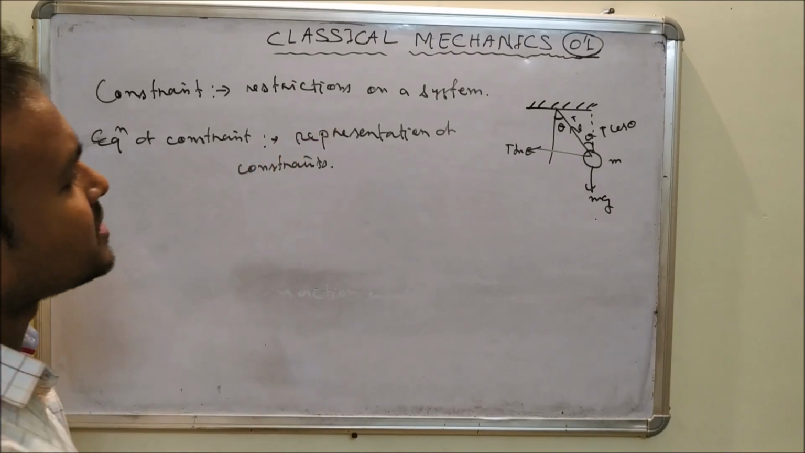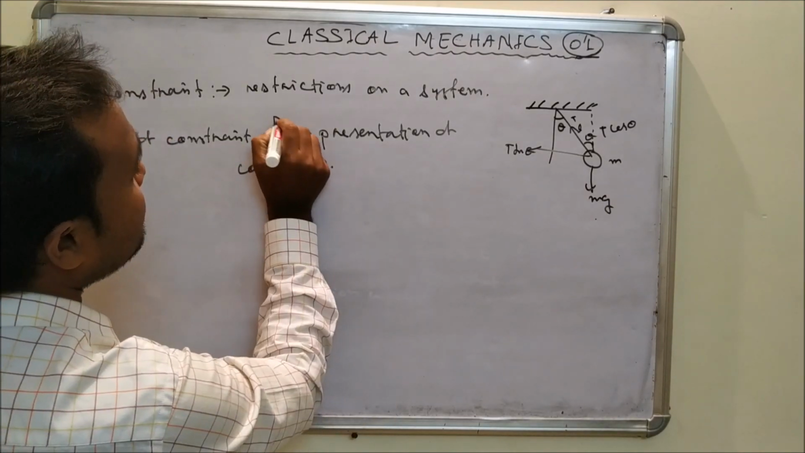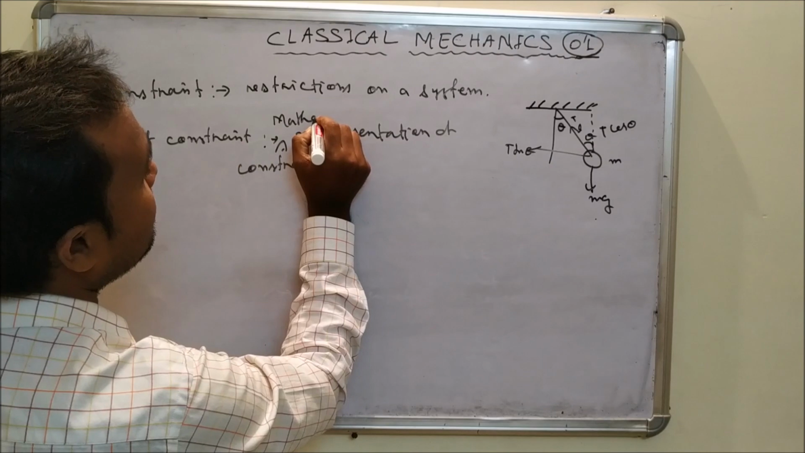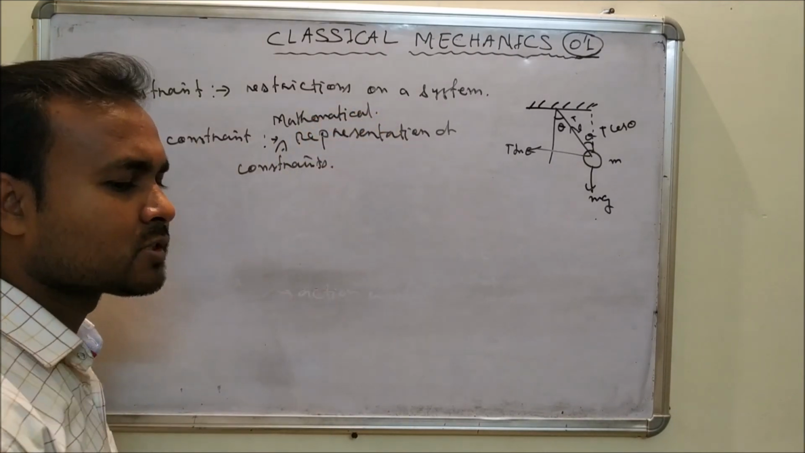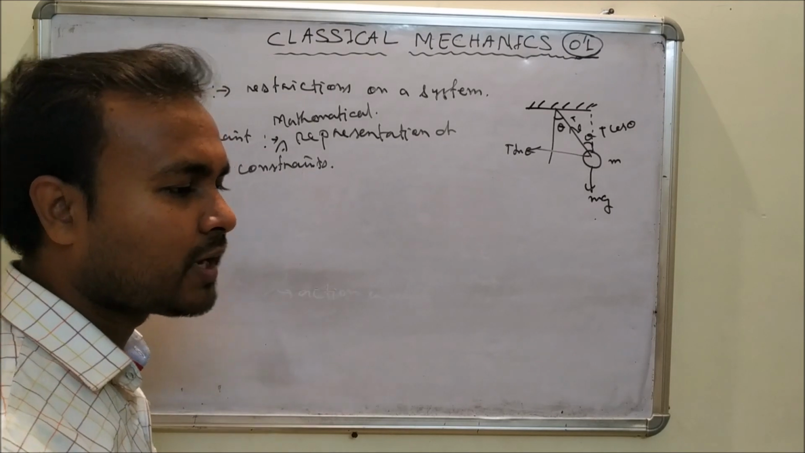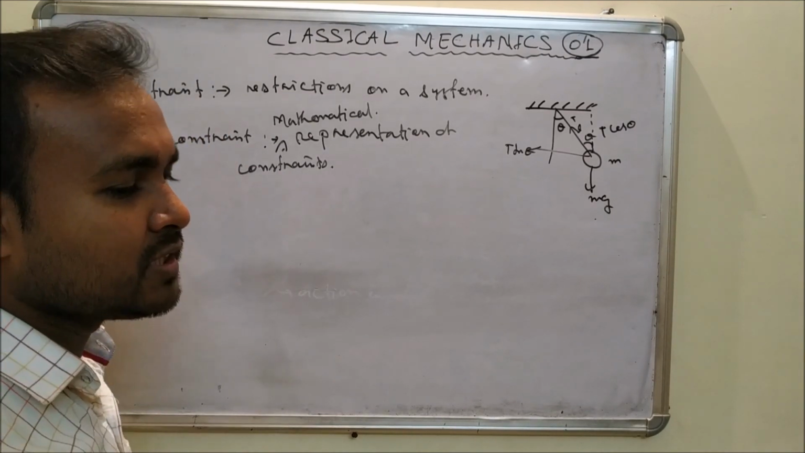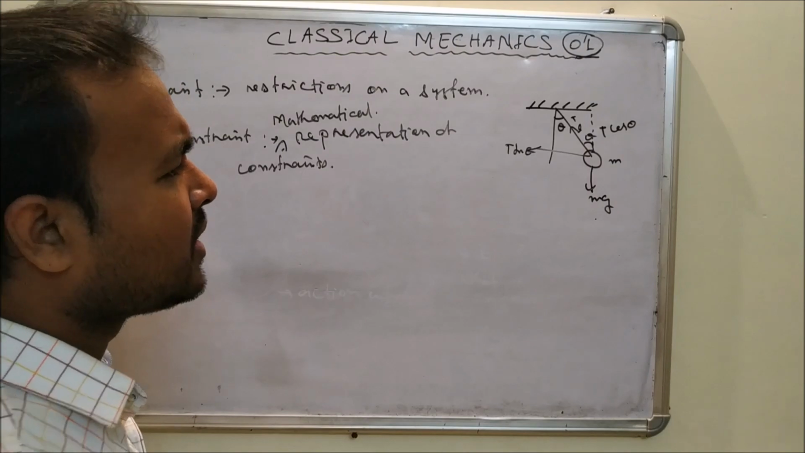Mathematical representation. So better you say that mathematical representation. That means mathematics is the language. That is why it is said that mathematics is the language of physics. Now look at this problem.